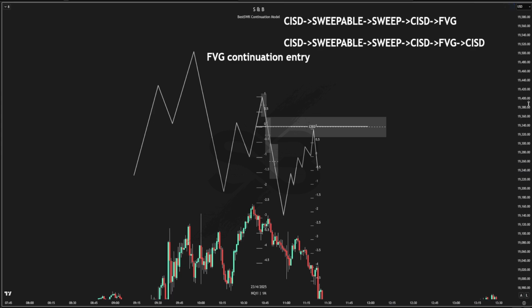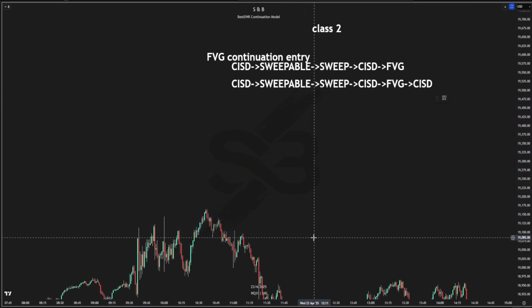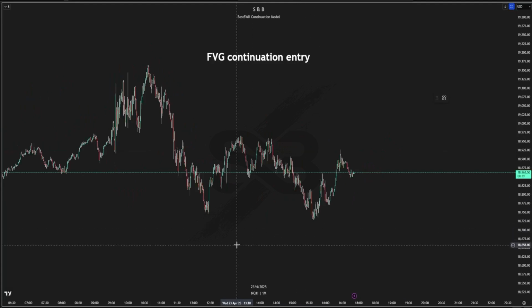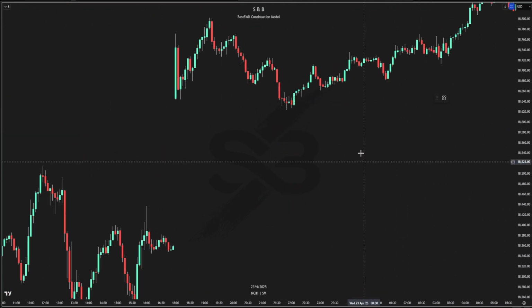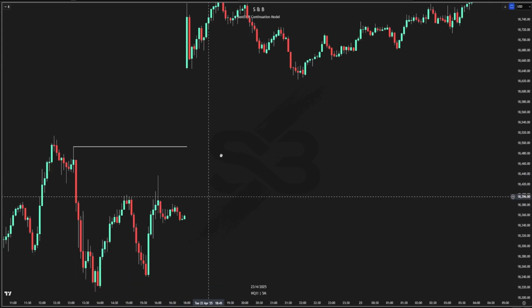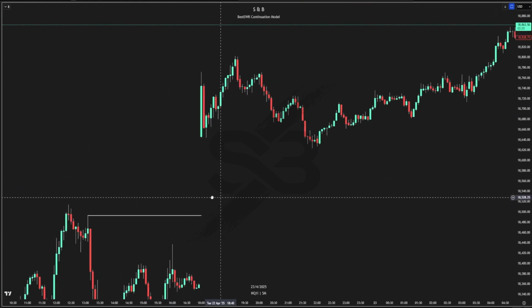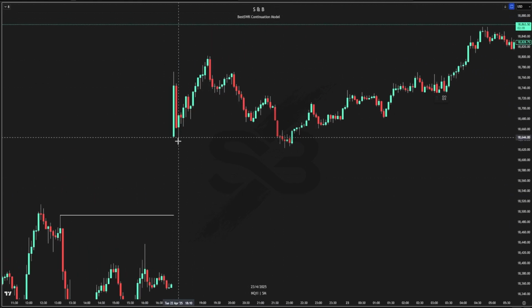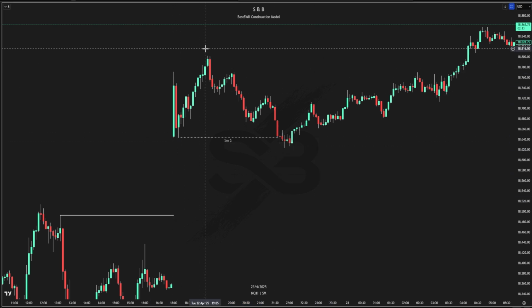So perfect. Let's wipe this out and go into the actual chart for some examples of what that will look like. Okay. So I did a review already over this. You can go and watch that full review. But this is a CISD here. This high, lower low, higher high. So that's a CISD. And this is a sweepable per my model here. High, low, and then a higher high, giving us the sweepable.